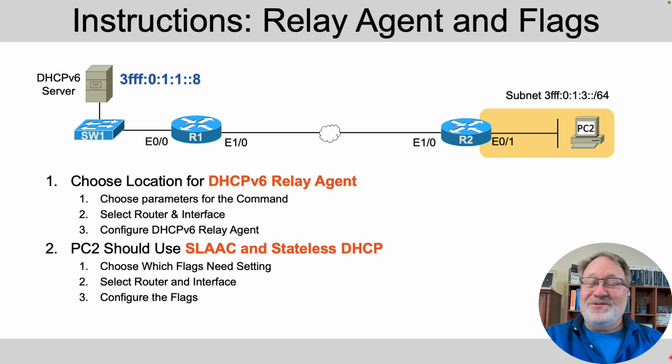It's a config lab, so of course you need to configure something. So here are your config instructions. You want to choose the location for and configure a DHCPv6 Relay Agent. So choose the location, how to configure, go make it so.